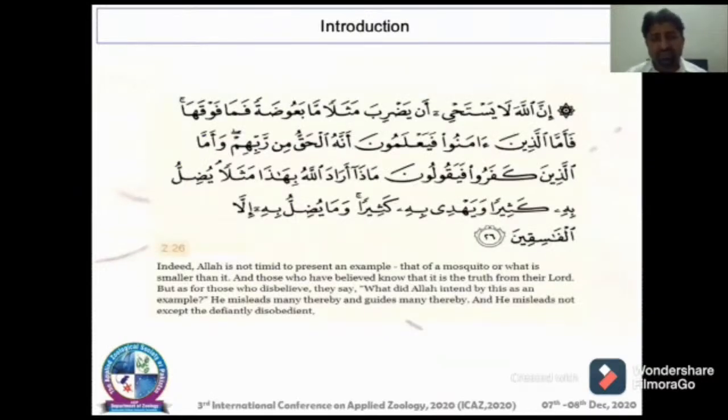In the Quran Pak, Allah Ta'ala mentioned in Surah Baqarah, verse 26, "Indeed, Allah is not timid to present an example of a mosquito or what is smaller than that." So it shows the importance of mosquitoes.